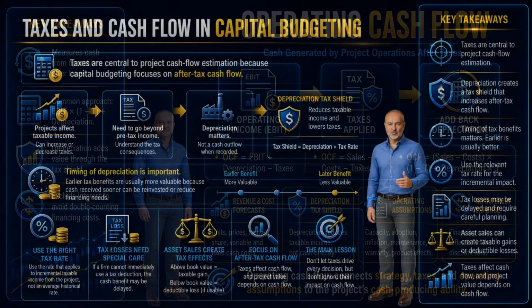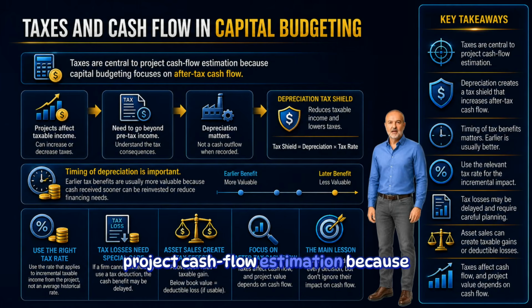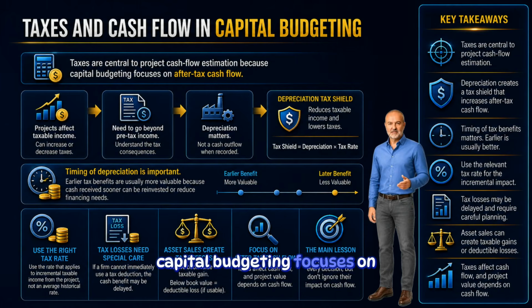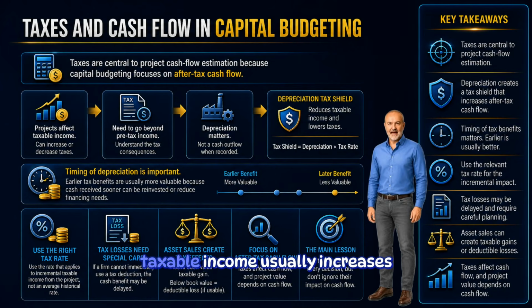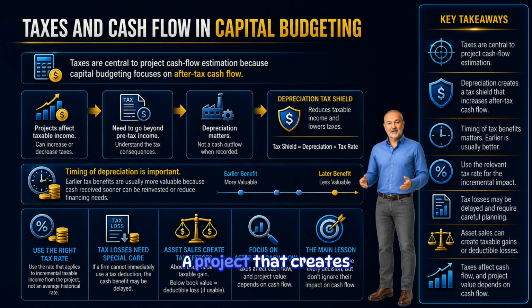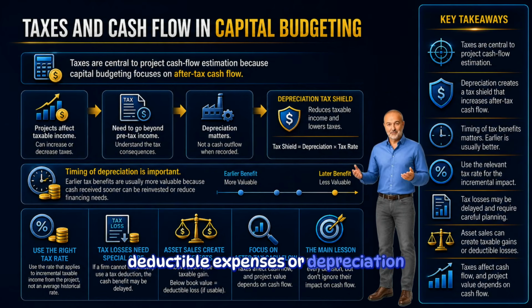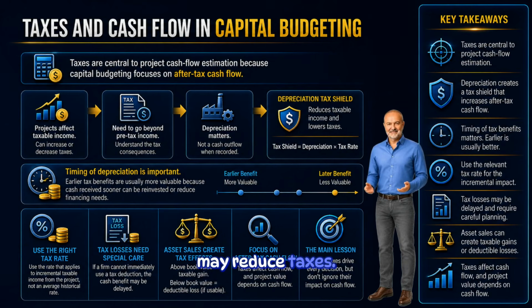Taxes are central to project cash flow estimation because capital budgeting focuses on after-tax cash flow. A project that increases taxable income usually increases taxes. A project that creates deductible expenses or depreciation may reduce taxes. So we cannot stop at pre-tax operating income. We need to understand the tax consequences of the project.